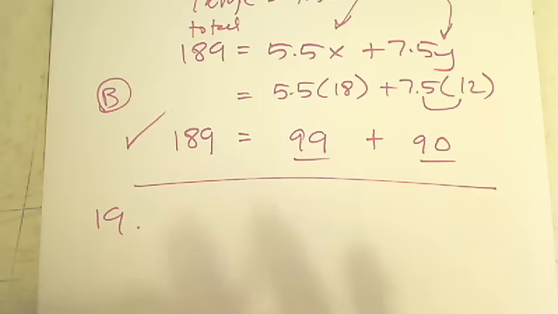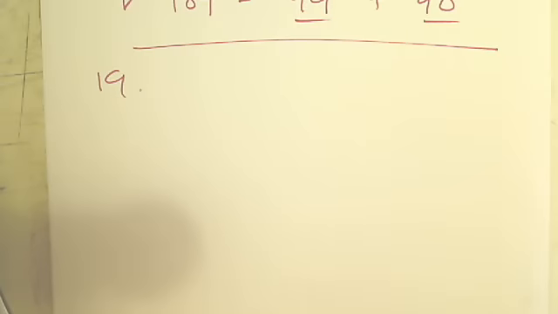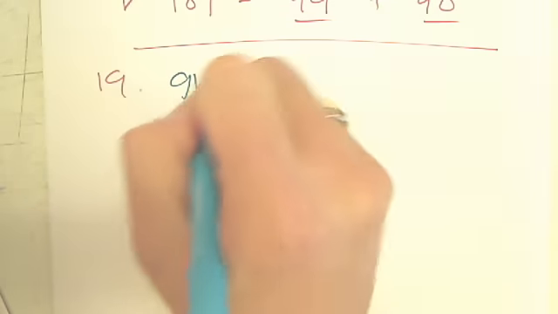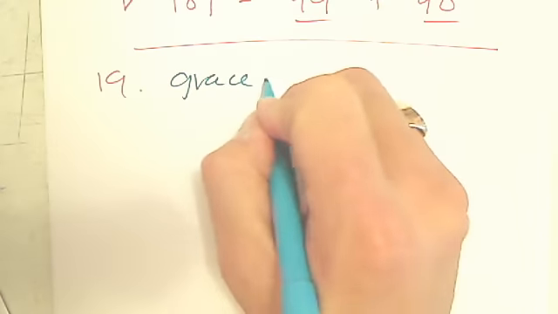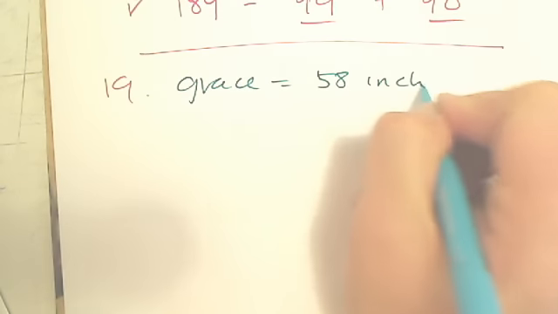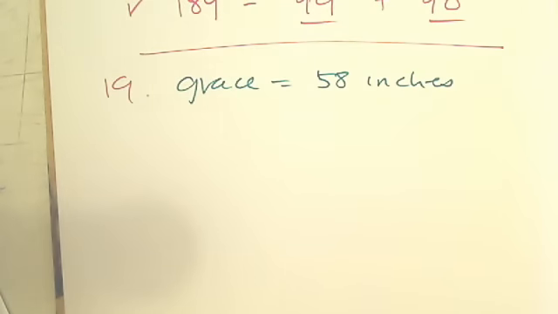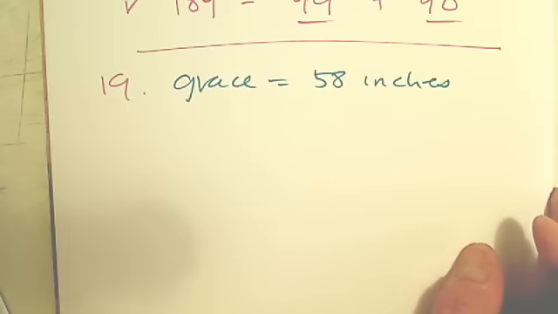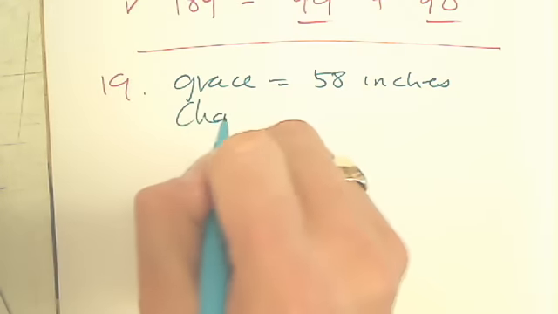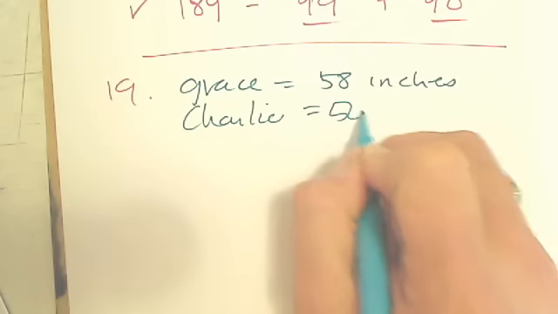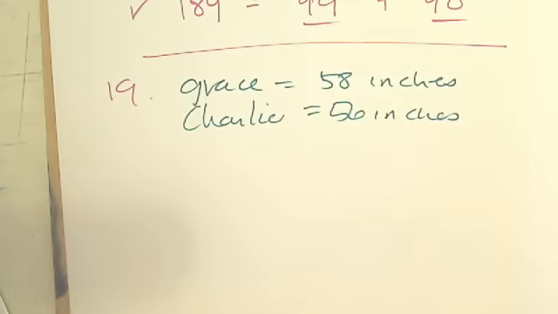Now, here you can identify the ones that you know for a fact. What's a fact? Grace is 58 inches tall. She's almost 6 feet tall. We also know there's another fact. She is 2 inches taller than Charlie. So we know Charlie is shorter. He is 56 inches tall. We have to figure out Roger and John.